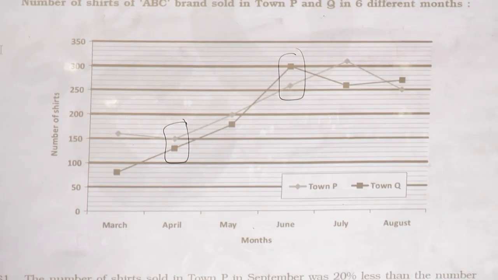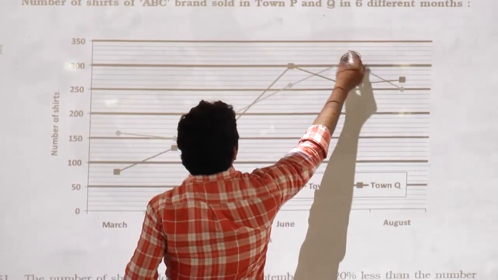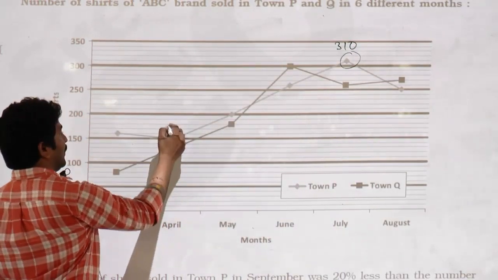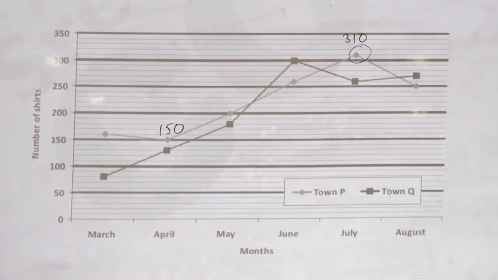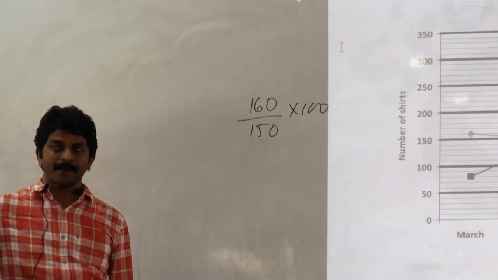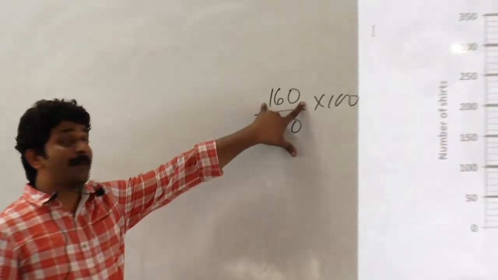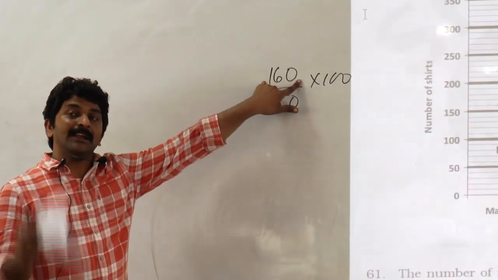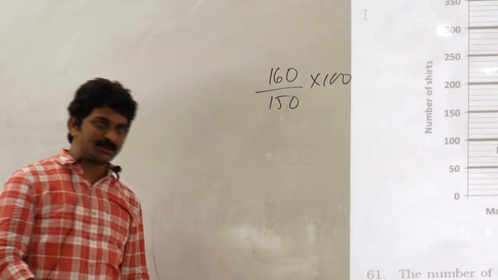The number of shirts in town P increased by what percent from April to July? Town P, April to July. This is 310. April 150. 150 increases to 310. Increased by 160. That of 150 into 100. Numerator is more than denominator. Answer is more than 100%. Now, what about 10% of denominator? And it is how much more than 150? 10. 10 out of 15 is 2/3, right? 2/3 of 10% is 6 2/3%. Answer 162 by 3%.